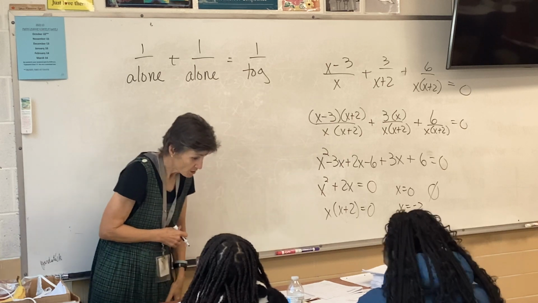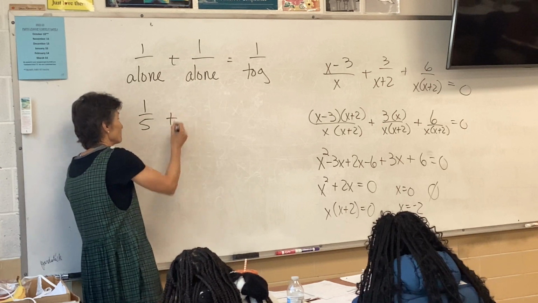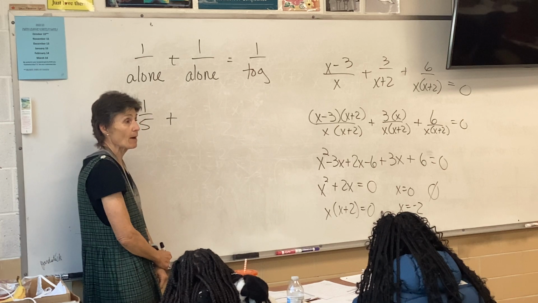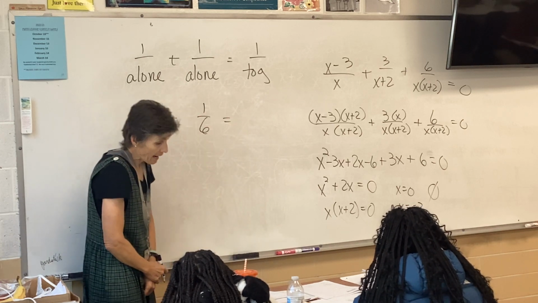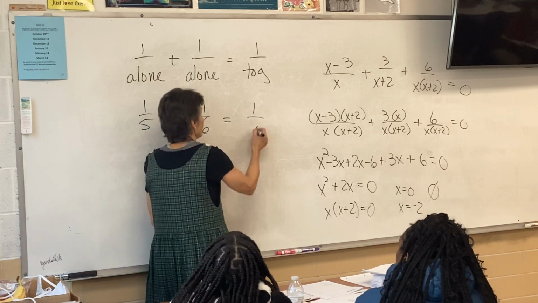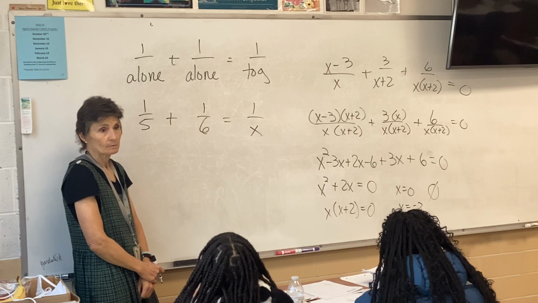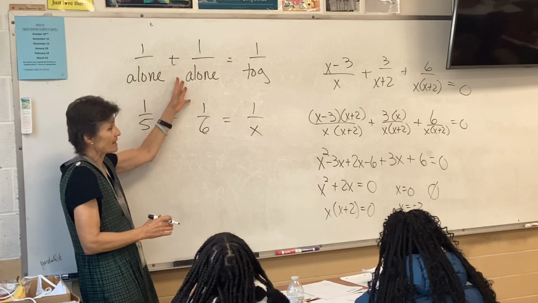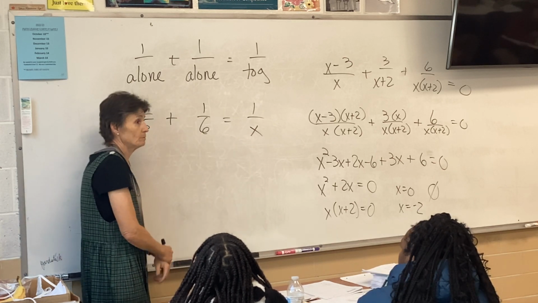So here we go. Jessica can do it in 5 hours, 1 over 5. Brenda takes 6 hours, 1 over 6. How long will it take them together? 1 over x. It's real easy. Does that make sense to you? If this is the setup we're using, that would be our equation, right? So now what are we going to do?